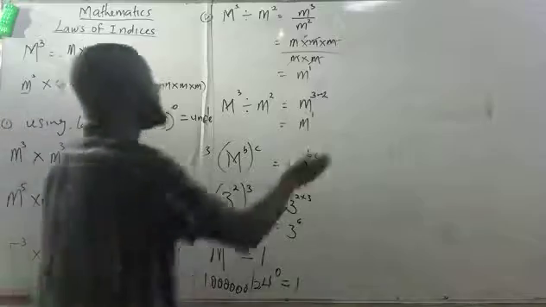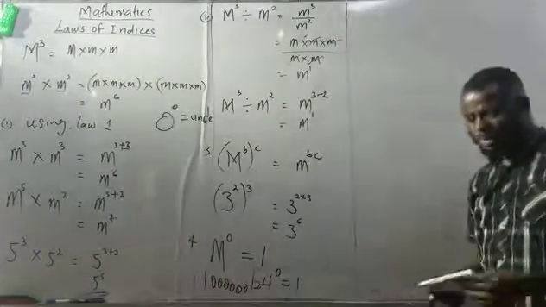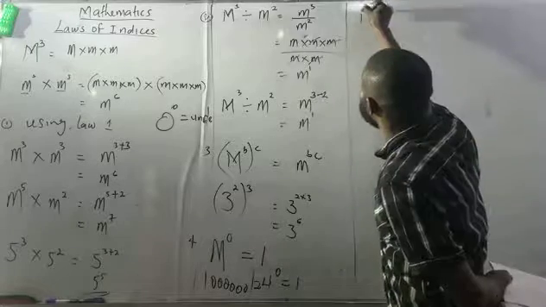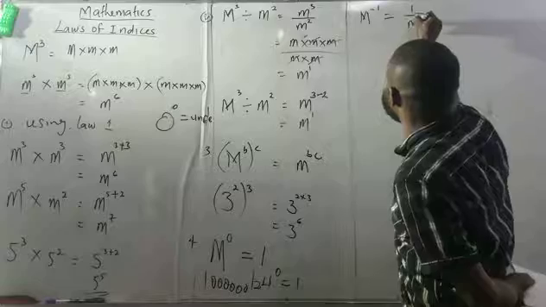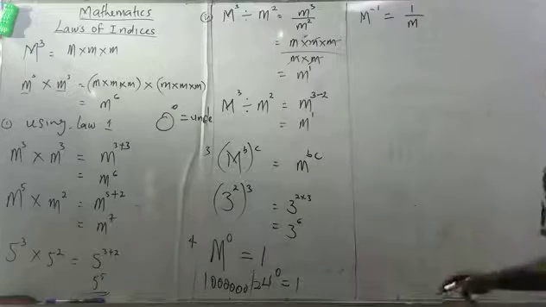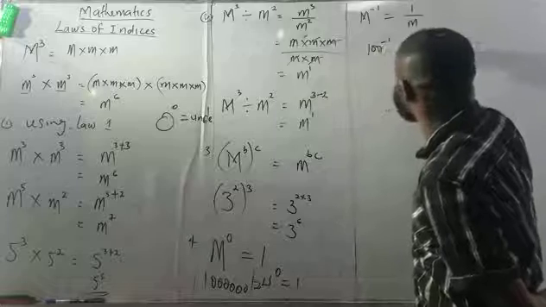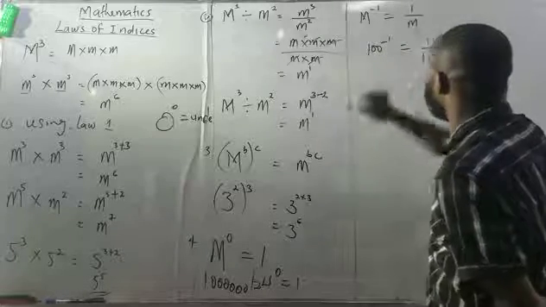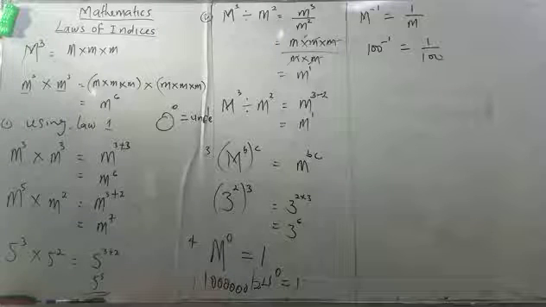Another thing, we call it inverse law. When I talk about inverse law, when I have n raised to power minus 1, it will be 1 all over n, which is called an inverse law. For instance, when I have 100 raised to power minus 1, it is 1 all over 100. Take note of this: any number raised to a power like that, you always have it in form of inverse.